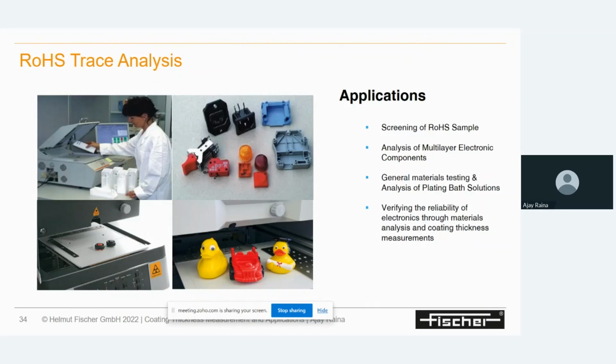We can do metal analysis, metals. If you have plastic materials, if you have coated samples, for any type of application, we can do the RoHS analysis testing.